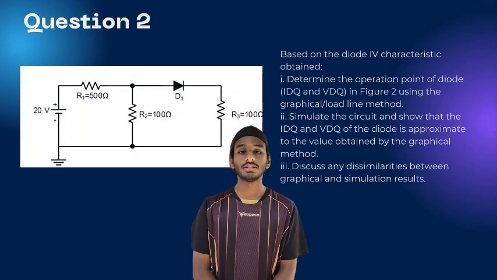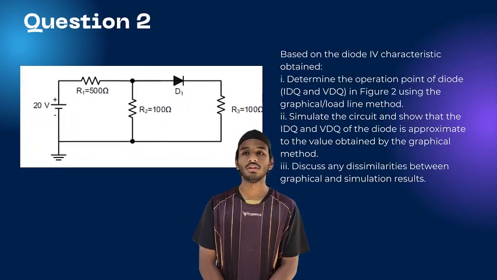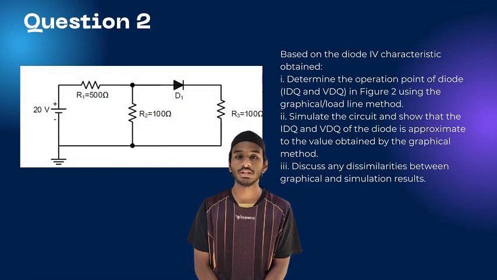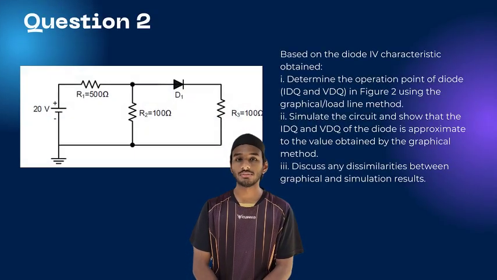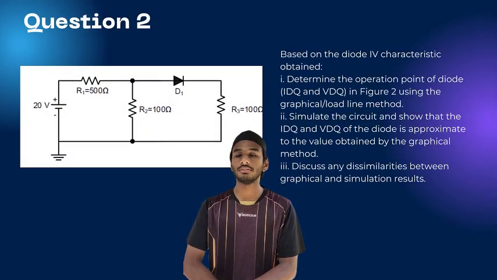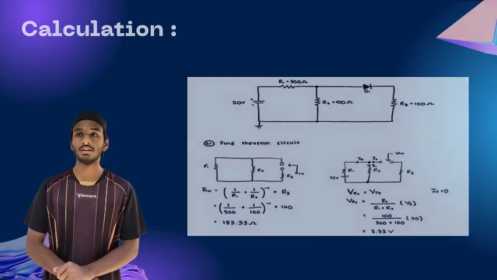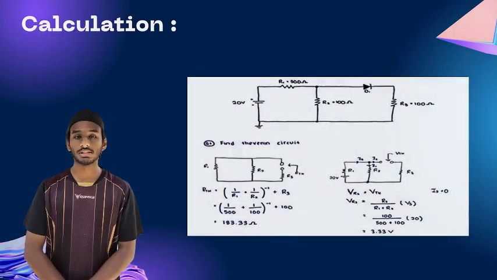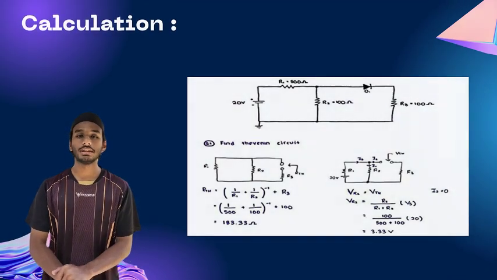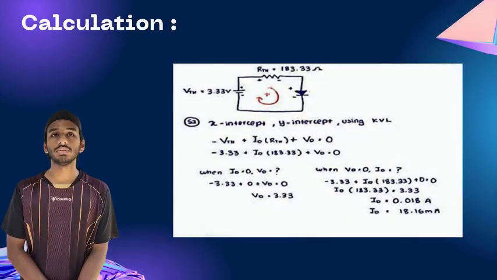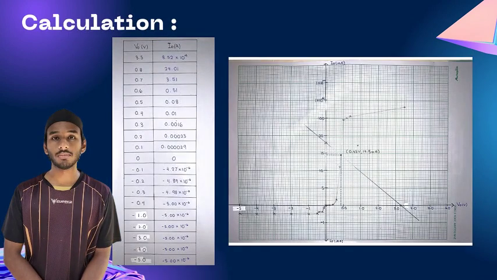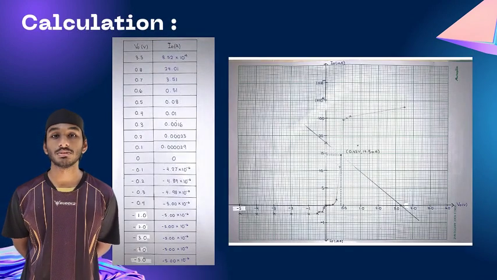The next question is about the figure 2 circuit. Based on that circuit, we need to find the VDQ and IDQ, which are the operating points on the graph we must plot. In order to do that, firstly we must simplify the circuit. By using Thevenin's theorem, we can obtain the Thevenin circuit. After we obtain those values, we can use the load line concept, which is the x-intercept and y-intercept. We plot the load line on the graph and get the intersection point, which is VDQ equals 0.3 volts and IDQ equals 14.5 milliamperes.